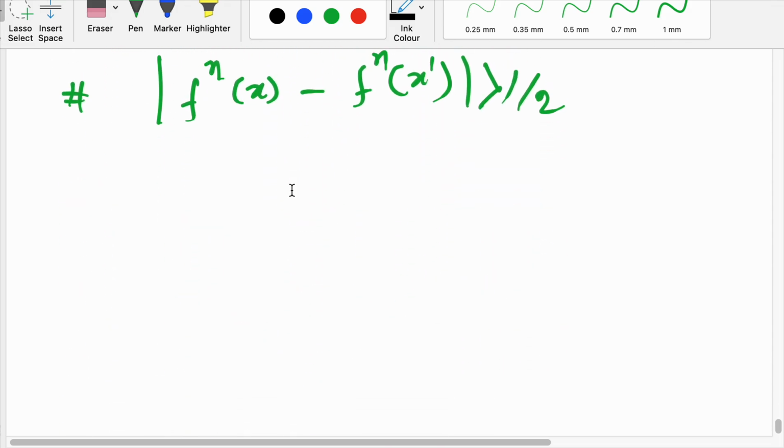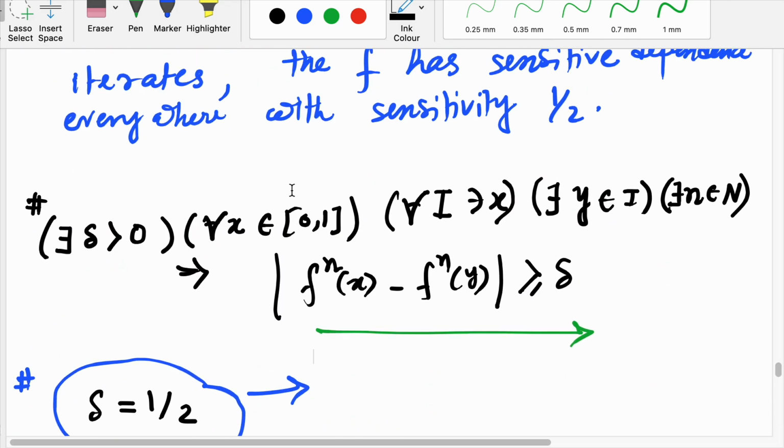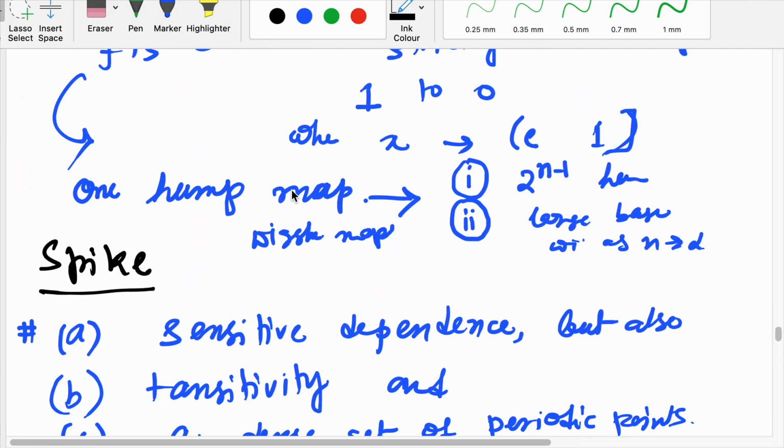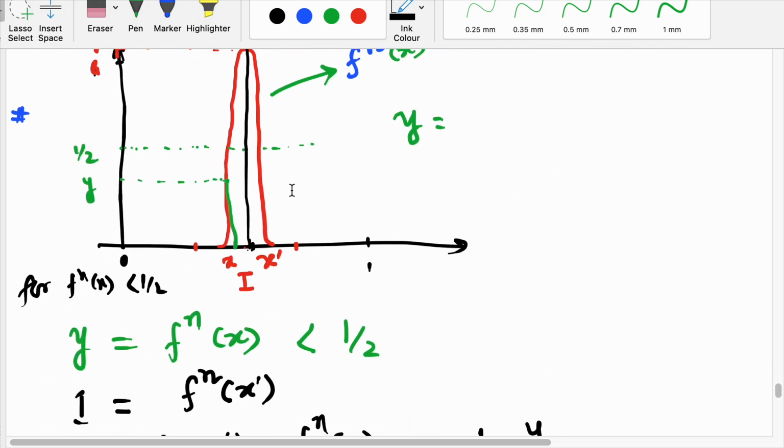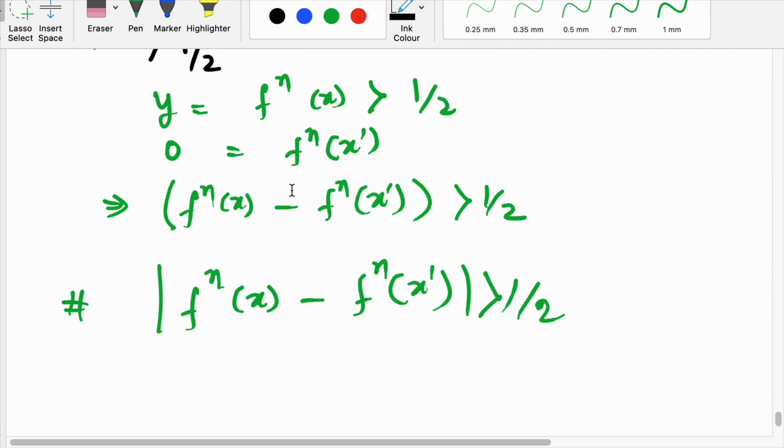Let me show you something. We have said that not only sensitive dependence but also transitivity is there, and a dense set of periodic orbit points is there. So let me go towards that. Let me begin with that.